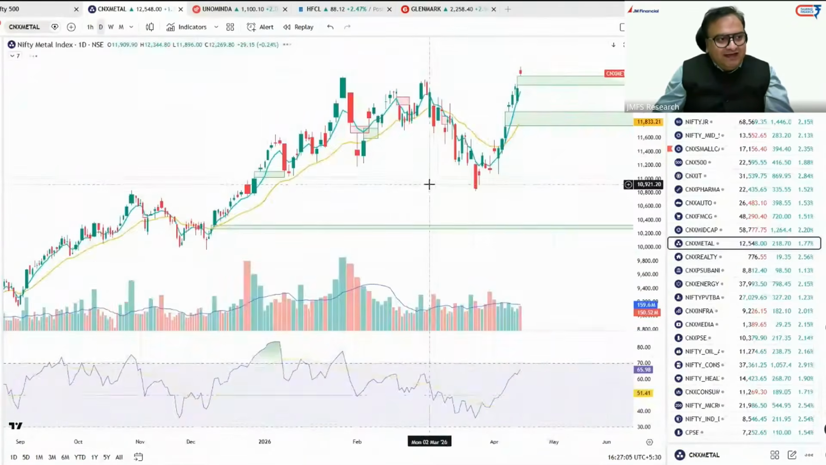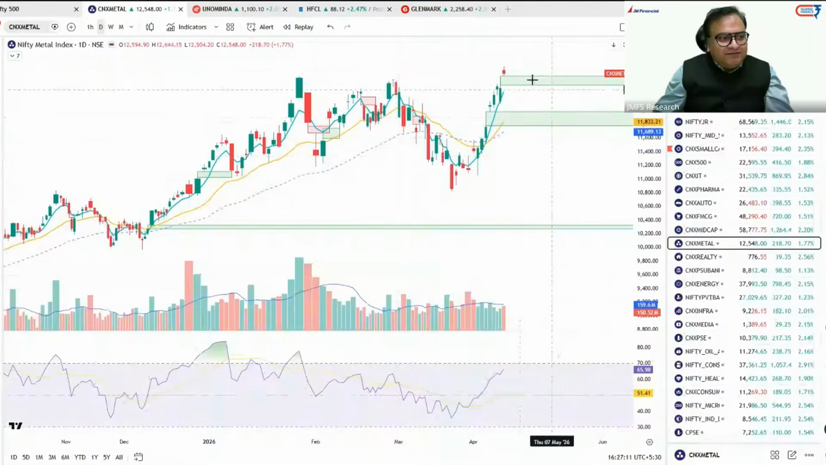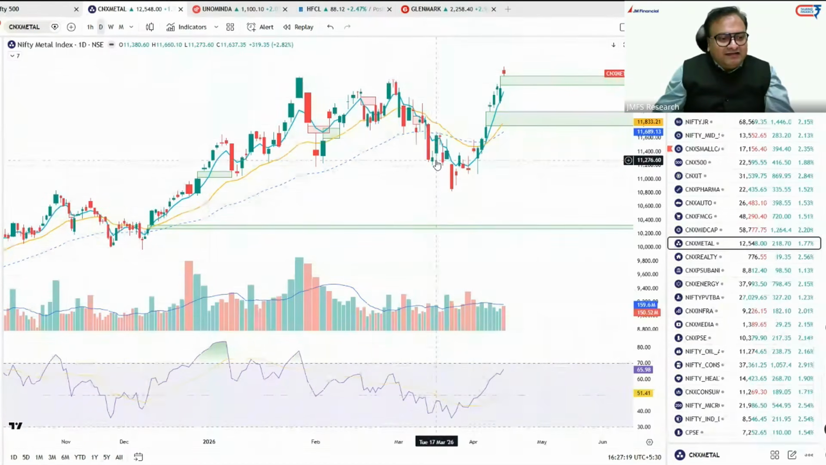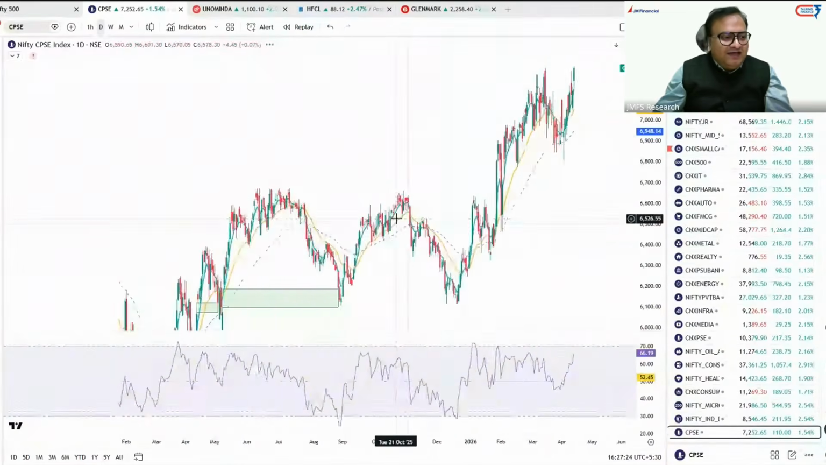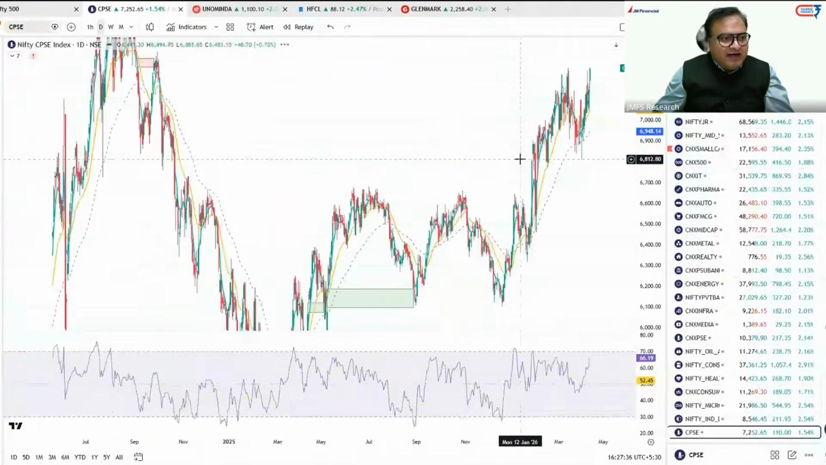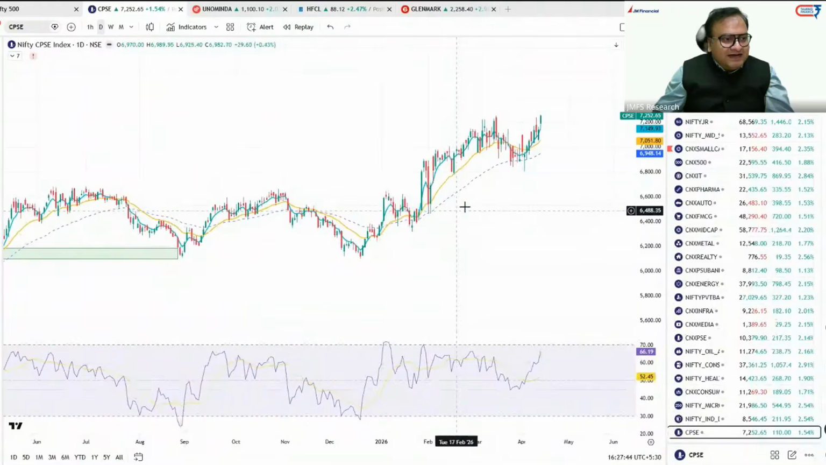Another one is metals. Metals is actually breaking out in today's session. One of the strongest setups. The correction was not as deep as the rest of the market, and it has gone to its all-time high as well. So this is another sector which looks very promising. And lastly, the CPSE space. This is the strongest space in the market right now. Very much similar to what we saw in the metal space. It has come to its new high, not life high, but it has come to its 2-year high, and there is a lot of headroom on the upside as well.